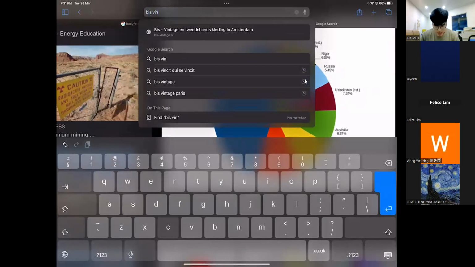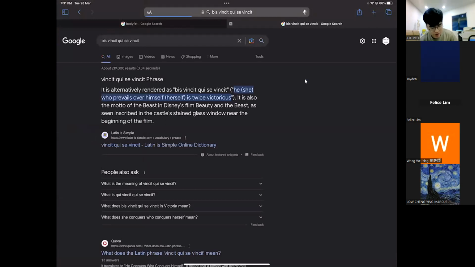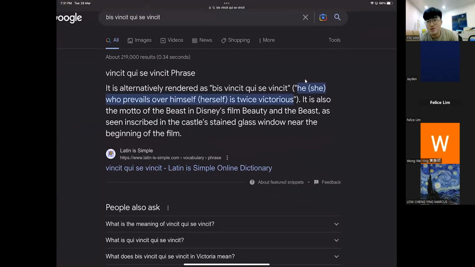Bis vincit qui se vincit. Have you heard this before? I wanted to get this tattoo. I'm still planning on it. Bis vincit qui se vincit says he who conquers himself is twice victorious.